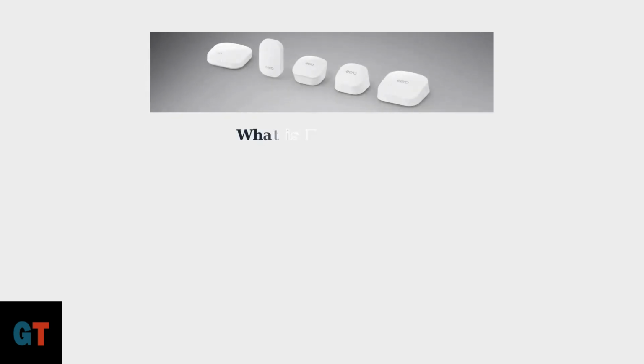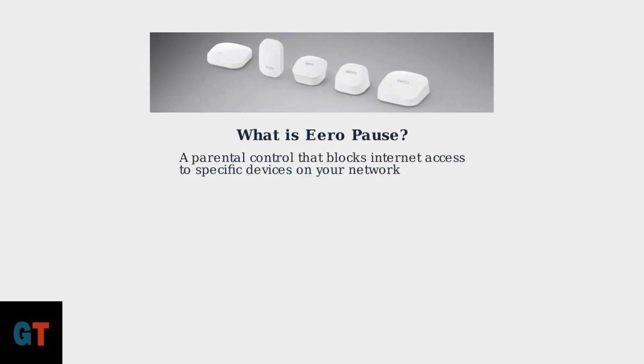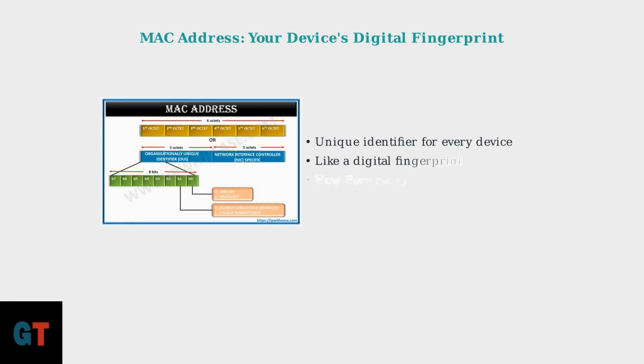Today, we're exploring Eero's Pause feature and understanding why it exists. Eero Pause is a parental control system that can block internet access to specific devices in your home. Eero identifies and controls devices using something called a MAC address. Think of a MAC address as a unique digital fingerprint that every network device has.